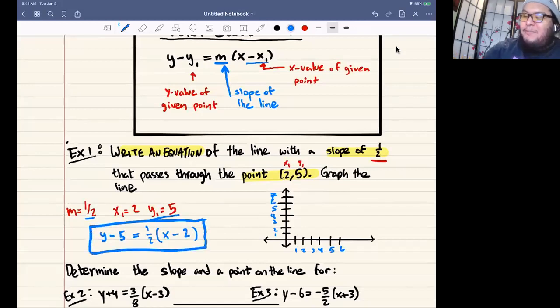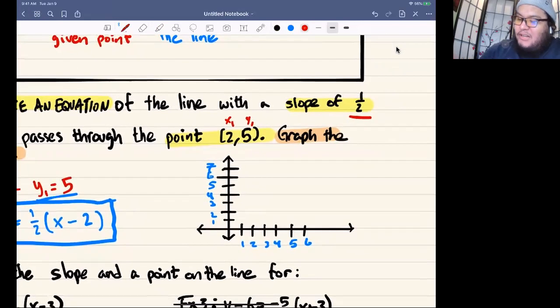All right, the next part is just graph the line. It also says graph the line. And that's pretty simple, all right? All you're gonna do is, with your pencil, you're gonna go to your graph, right? You're gonna find your point. Our point was (2, 5), so it's gonna meet somewhere over here. And our slope was 1/2, so all you gotta do is go up 1 over 2, right? So it should be here.